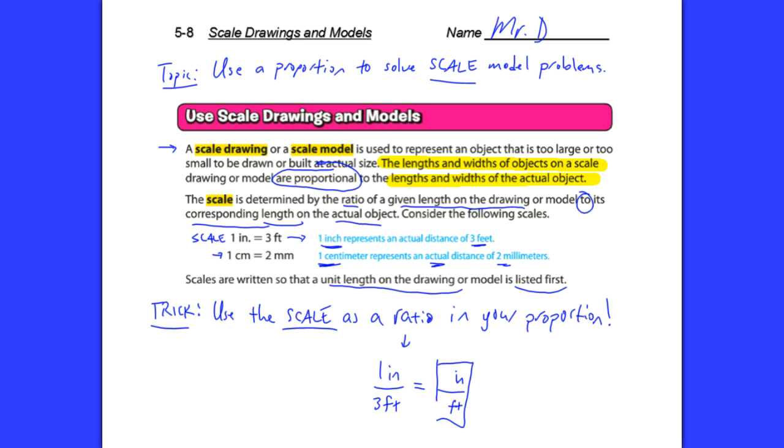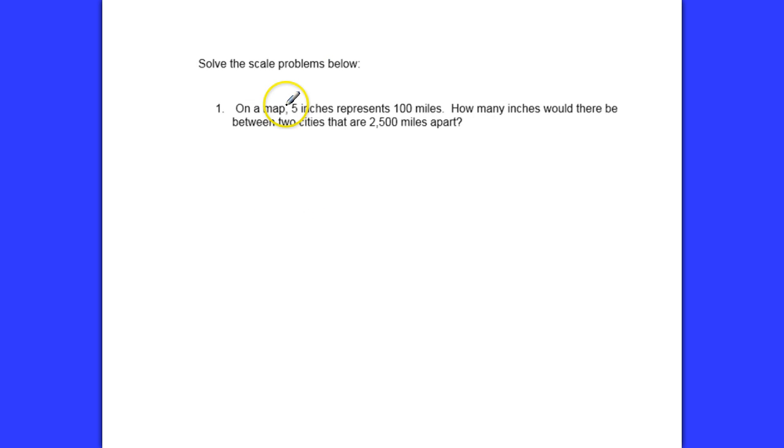Let's take a look at number 1. You'll see how easy this really is. On this particular problem at the bottom of your page, it says on a map, 5 inches represents 100 miles. Okay, so right there it is. That's our key information. 5 inches is 100 miles. That's our scale. So let's write that down. 5 inches equals 100 miles.